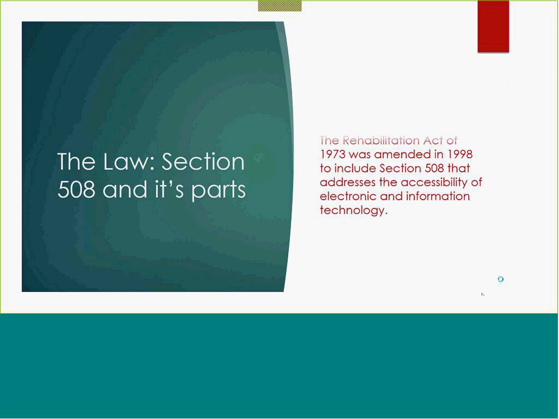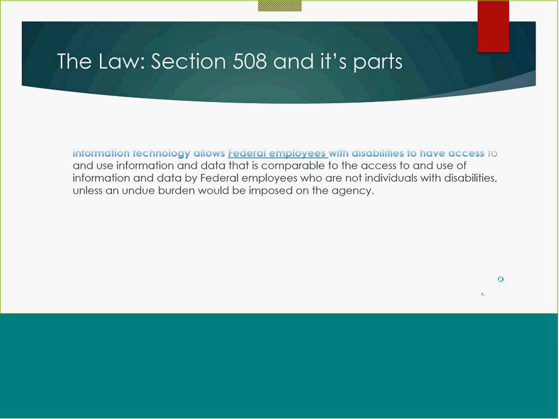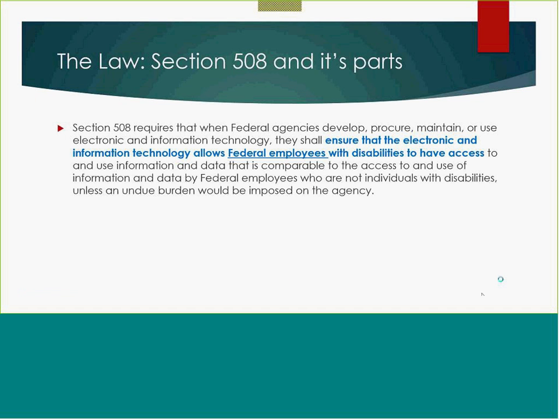Let's talk about the law on this part. In 1998, the Rehabilitation Act of 1973 was amended to include Section 508, which has a specific focus on the accessibility of electronic and information technology. Now, there are basic parts to this law. The first part states that electronic and information technology allows federal employees with disabilities to have access to all this information.